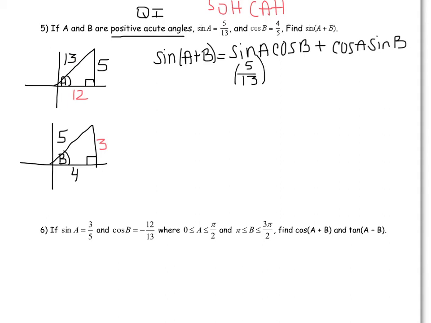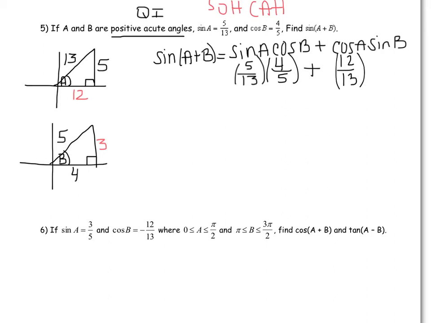Now they want cosine of B. Here's B. And we want to know what cosine of B would be. And we know that it is adjacent 4 over hypotenuse 5 plus. Now they want cosine of A, so we have to look at this triangle. So cosine of A would be adjacent, which is 12, over hypotenuse, which is 13. So let's go ahead and put 12 over 13 for cosine of A.